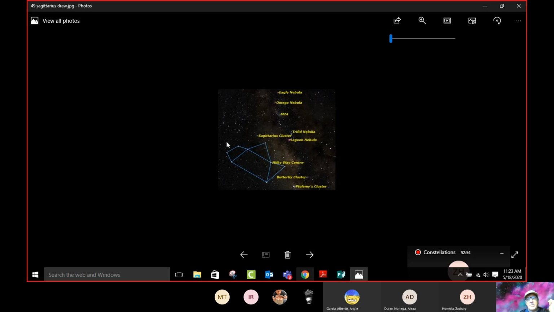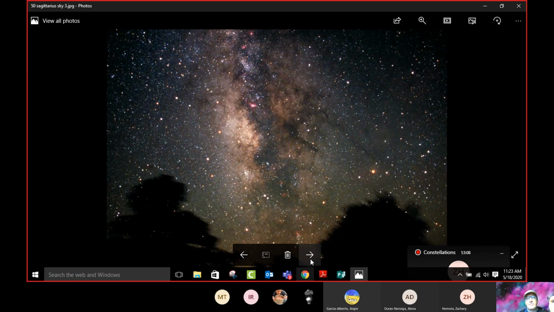So when you're out camping this summer, look for Sagittarius in the southern sky. Then get out binoculars and look for some of those clusters. The nebula, you would need a telescope to see those. But these star clusters, you can see those with binoculars.